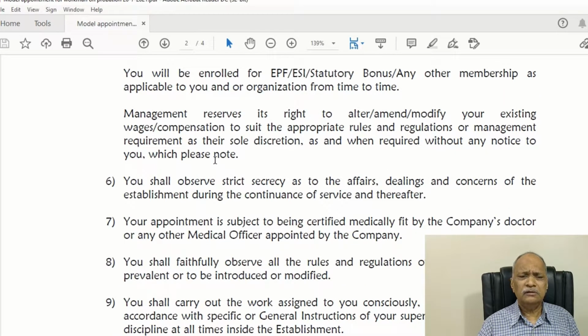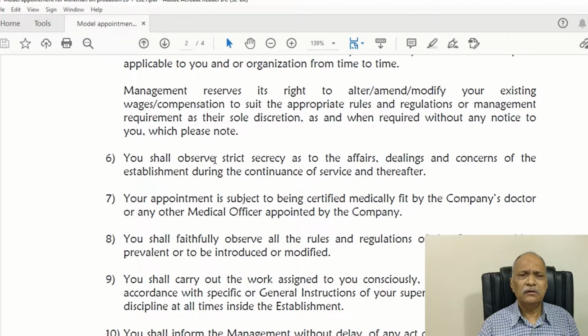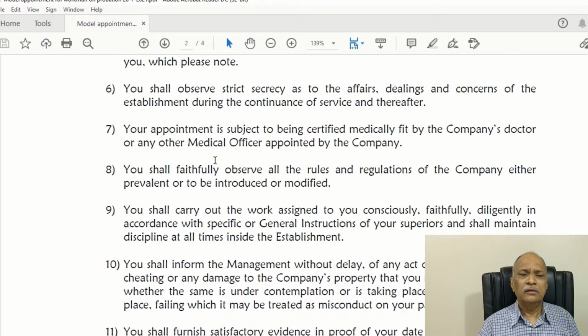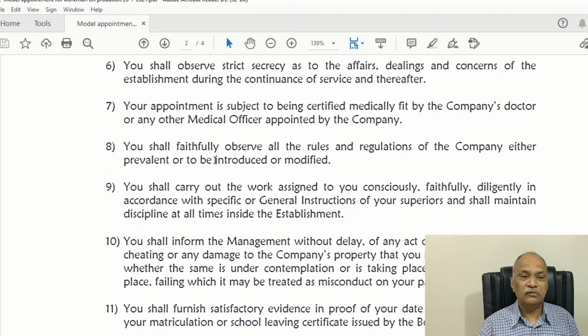Management can also reserve their right to alter or modify the appointment letter and wages, compensations, facilities according to the changes in rules and regulations as applicable to the organization. It is also expected and mentioned in the appointment letter that whatever work is assigned to the workman, the workman has to maintain the secrecy of the business of the organization. Otherwise, it may violate the rules and regulations.